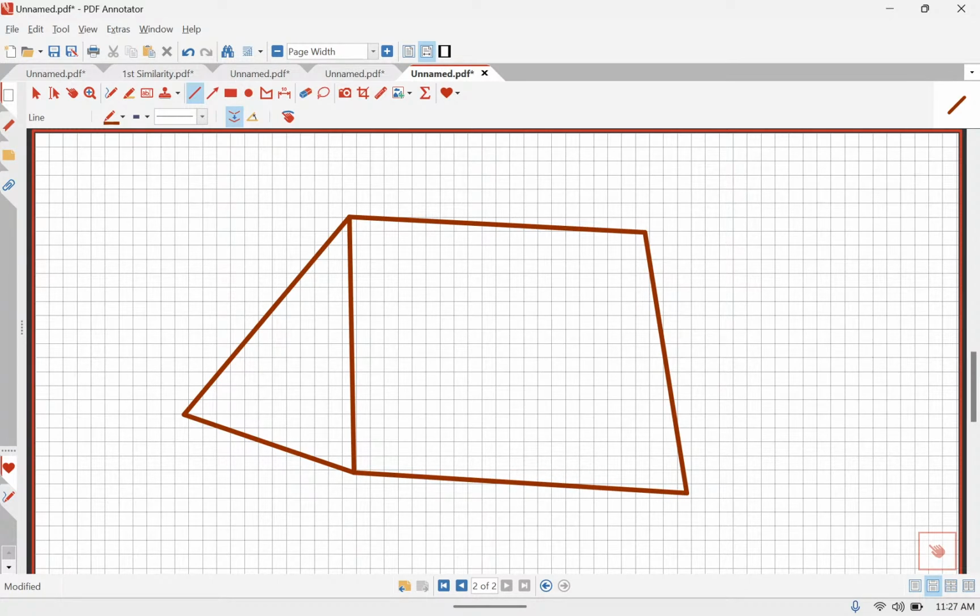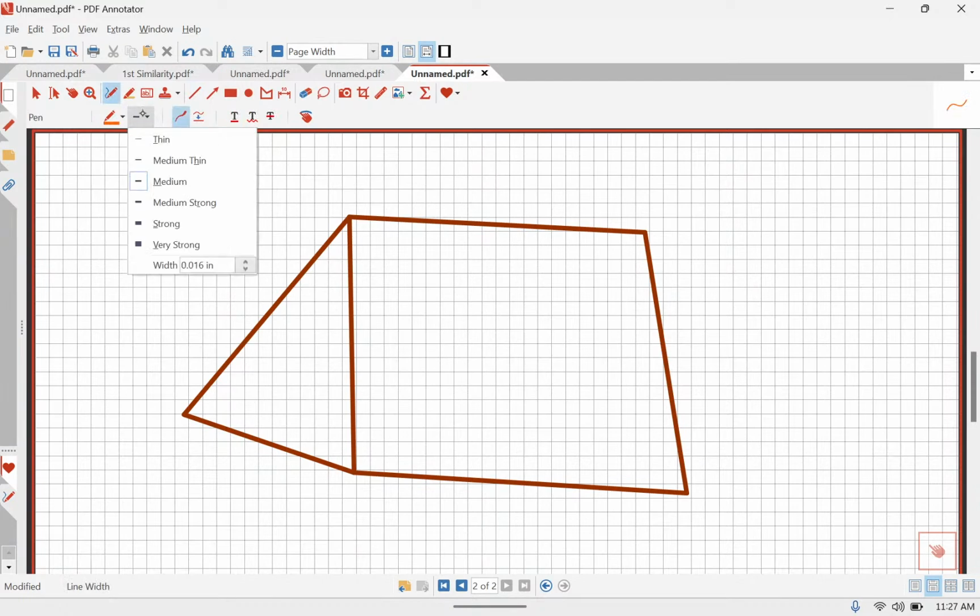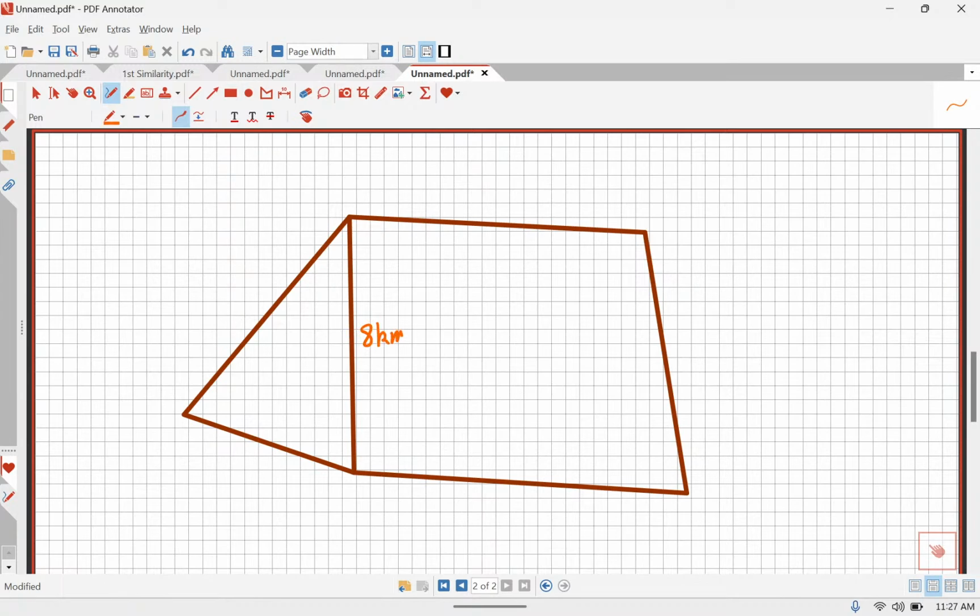So we got this tent. It is 8 kilometers this way, 9 kilometers this way, 7 kilometers this way, 14 kilometers this way. Great question.